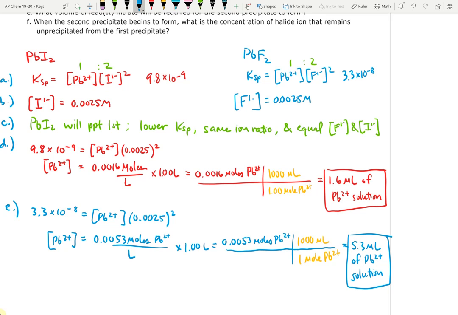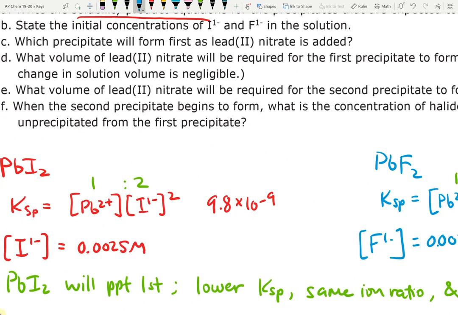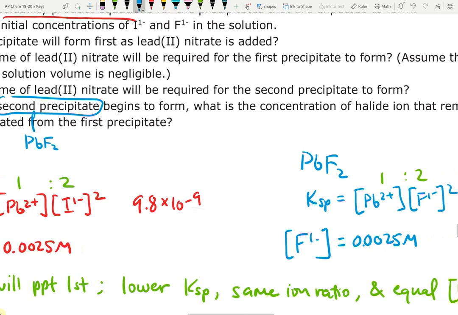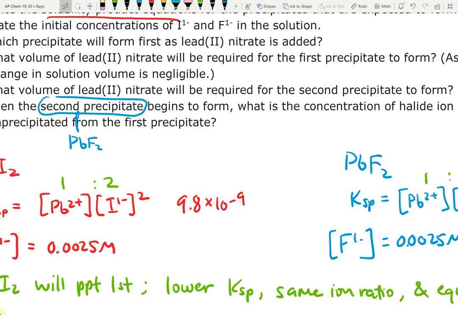For part F, they're asking us more or less to figure out how effective was the separation. Now, it doesn't say that, but it is saying in F, when the second precipitate begins to form. Well, what is that? We just said the second precipitate is lead fluoride. When that begins to form, what concentration of halide ion that remains from the first precipitate will still be there, unprecipitated, still be dissolved? Well, the halide ion from the first precipitate, they're looking for then the iodide concentration, because the first precipitate was lead iodide. The halide, a halogen element, is the iodine here. And so how much halide would still be free?